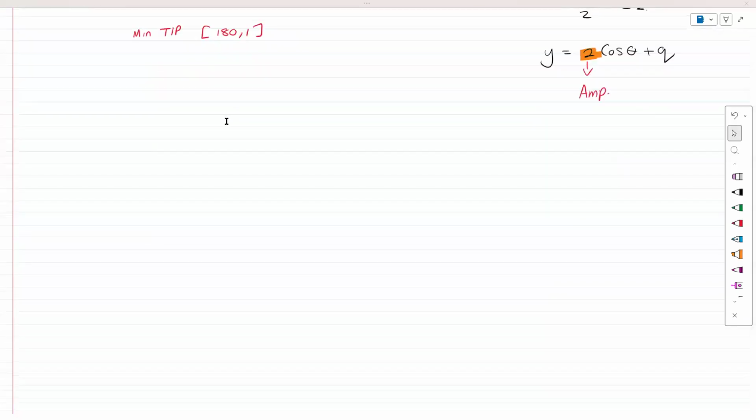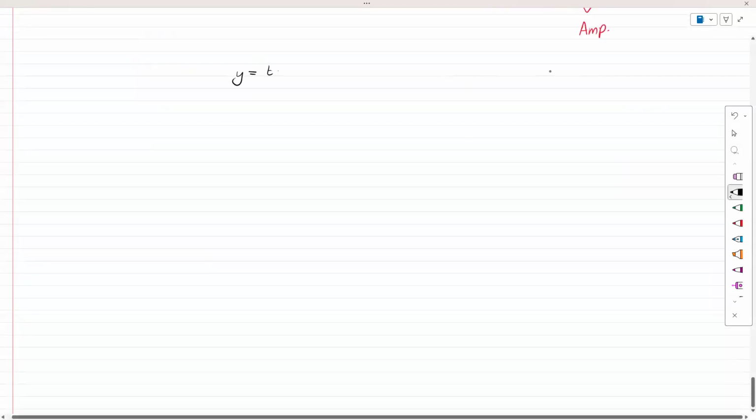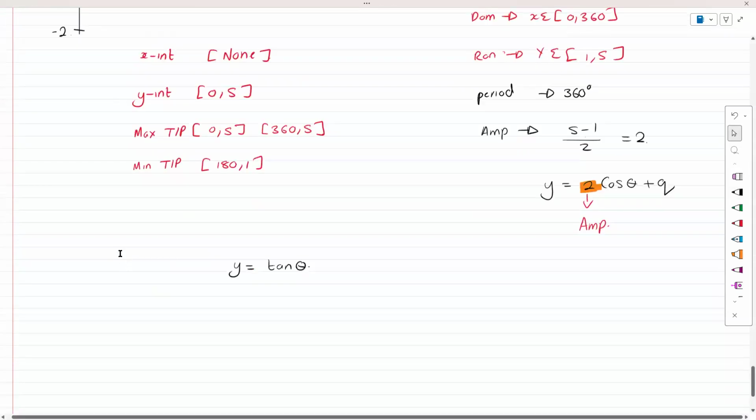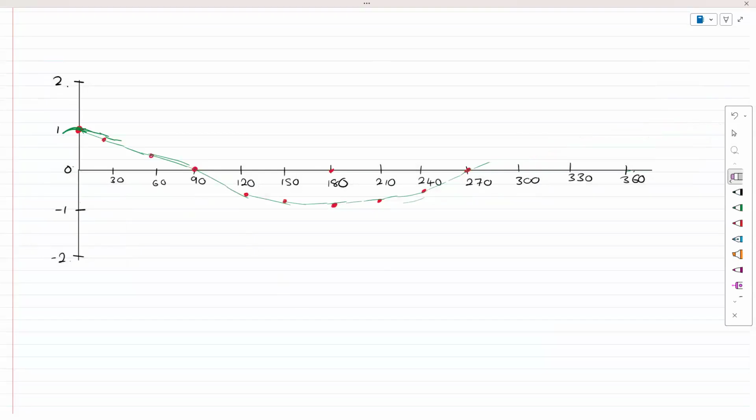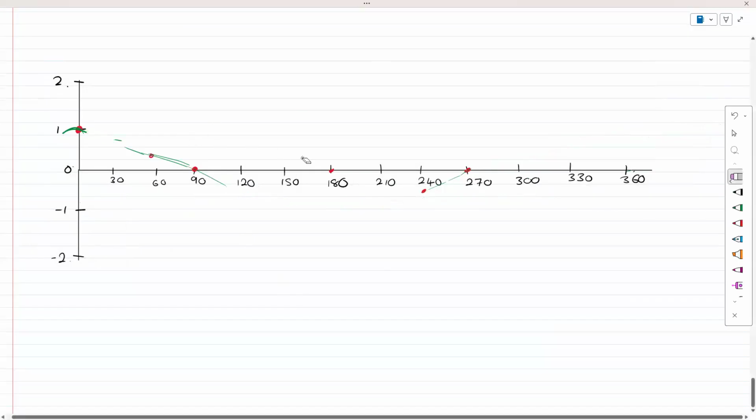Guys, the last part of this teaching lesson would be the tan graph. Now, the tan graph is a little bit different, and we should be able to double check. So this is quite simple. Let's draw. Okay, let's put this here.